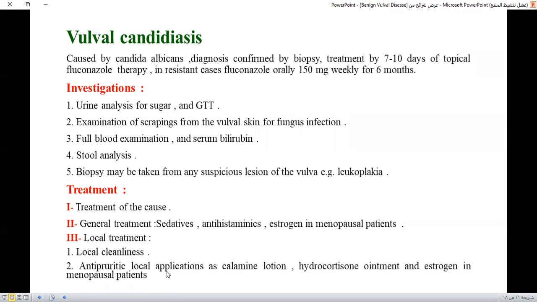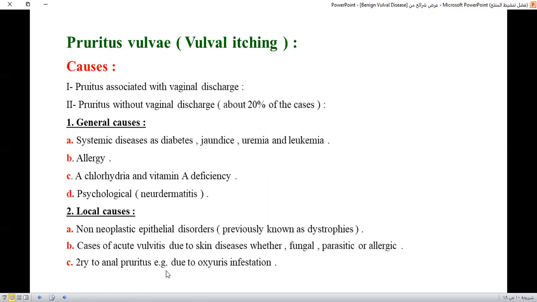Then vulval candidiasis, the most important cause is Candida albicans. Diagnosis by biopsy, treatment 7 to 10 days of topical fluconazole, and in resistant cases 1 capsule weekly for 6 months. Investigation: urine analysis, stool analysis, full blood count, and biopsy. Treatment of the cause, sedative, antihistamine as we said in vulvitis, estrogen, local treatment like local cleaning, and maybe local application as calamine lotion or hydrocortisone ointment.